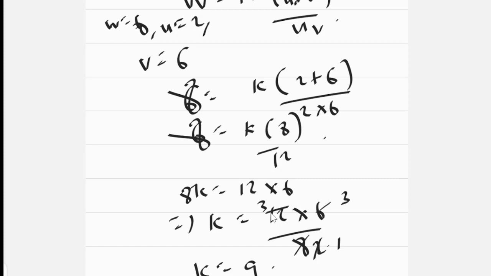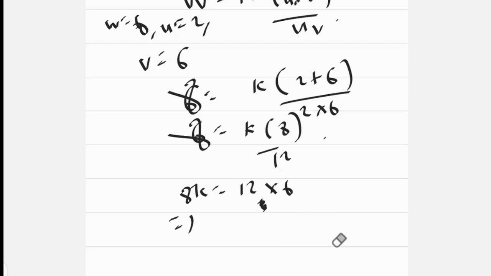W is 8. So if this is 8, 12 times 8. So then 8 cancels 8. Don't worry, we don't need to do all this. Let me rewrite it clearly.